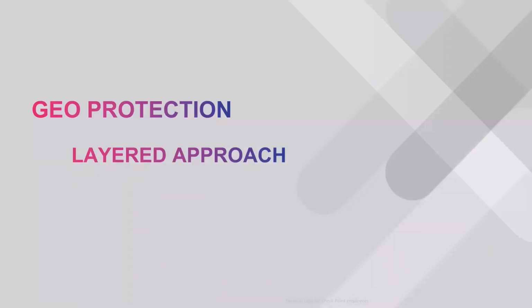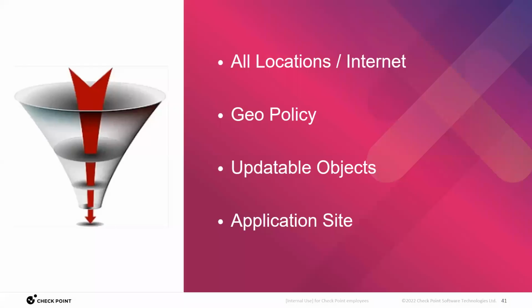So I always recommend using a layered approach, kind of making it like a funnel, all locations, internet. I try to leverage geo policy as much as I can. This is that on and off switch type of policy. I block off the ones that I know for a fact I'm never going to do business with. I'm just going to block it just to get rid of all the back end noise potentially coming from those countries. Then I use updatable objects to get that granular, flexible access policies using the country codes in there.